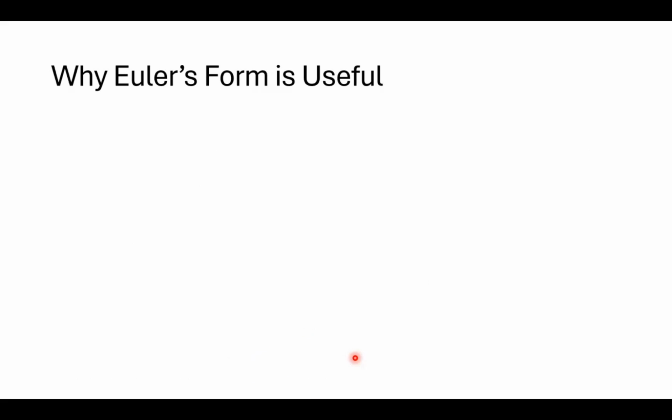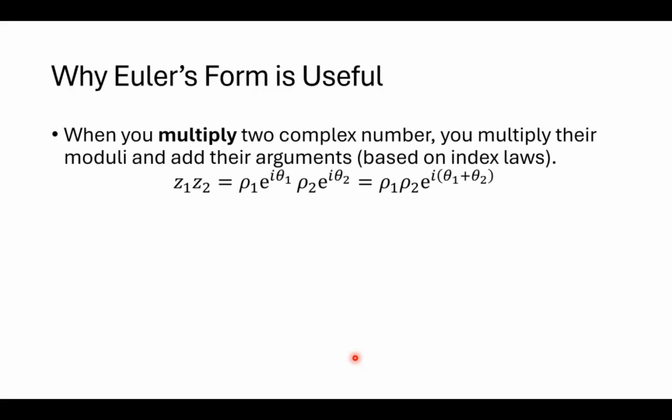Now, you may have some questions. Why do we even want to express a complex number in so many forms? Why can't we just use the good old intuitive a plus bi? What is good for this abstract Euler's form? The answer is simple. Euler's form is very useful when you have multiplication and divisions. When you need to multiply two complex numbers, you can multiply their moduli and add their arguments based on index laws. So this will be very convenient.